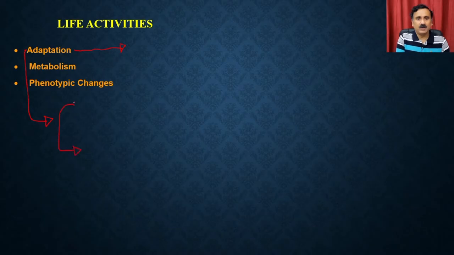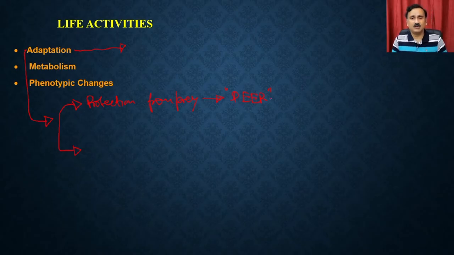Adaptation is where you are actually going to get protection from the prey, right? So you can get the protection from the prey. You might have seen the example of the deer, how the deer has developed strong muscles, right? And because of that, the deer is able to run very fast, and it happens because the deer has to get protection or remain safe from the tigers and other carnivores. So that is a classical example where the deer has developed the muscle cells, right?